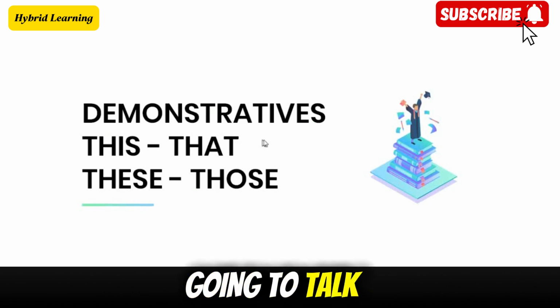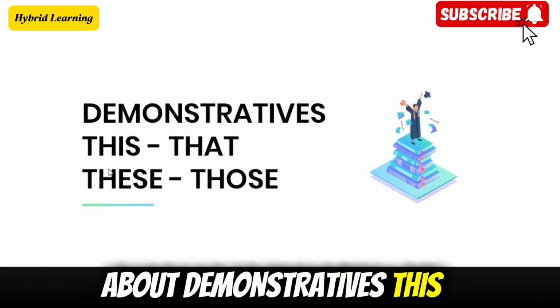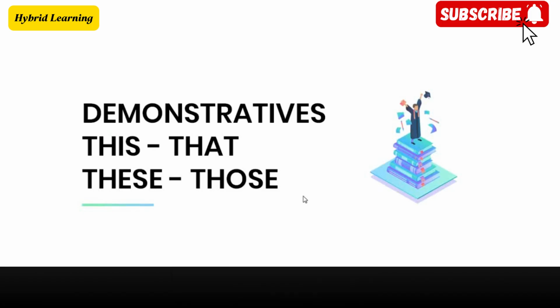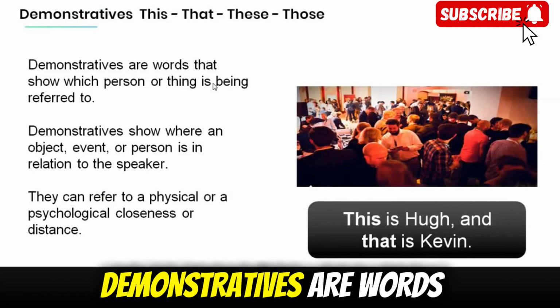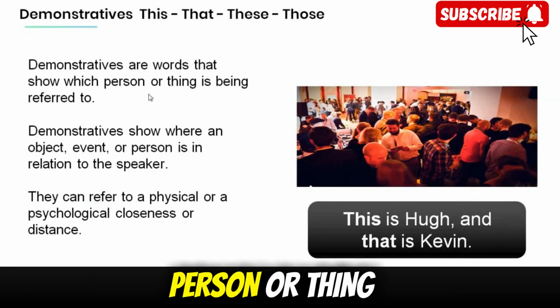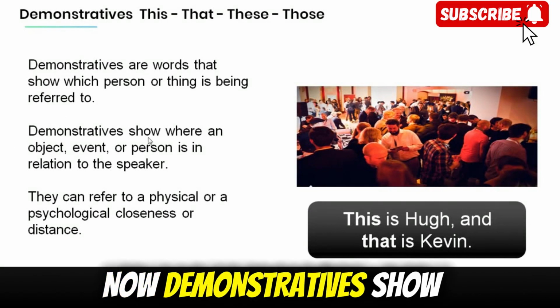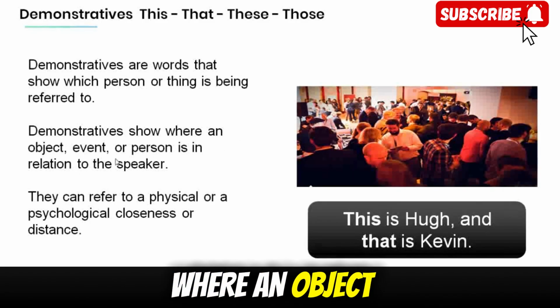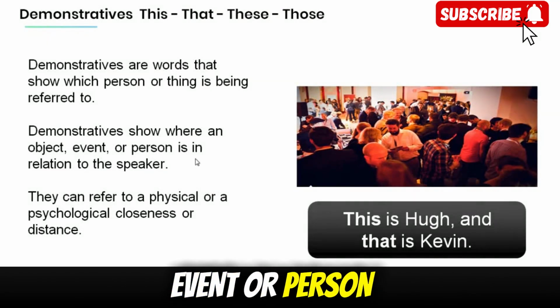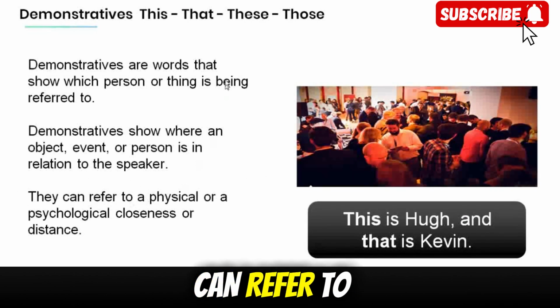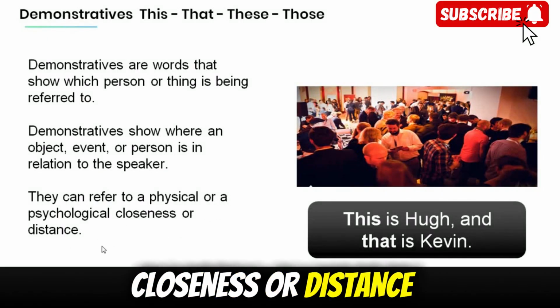Today, we are going to talk about demonstratives. This, that, these, and those. Let's get started. Demonstratives are words that show which person or thing is being referred to. Now, demonstratives show where an object, event, or person is in relation to the speaker. Note that they can refer to a physical or psychological closeness or distance.